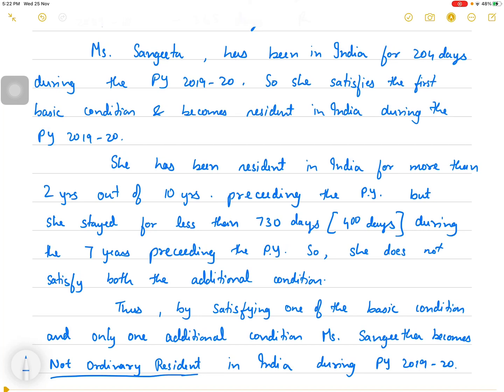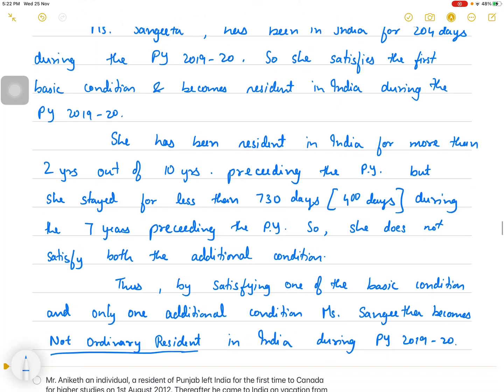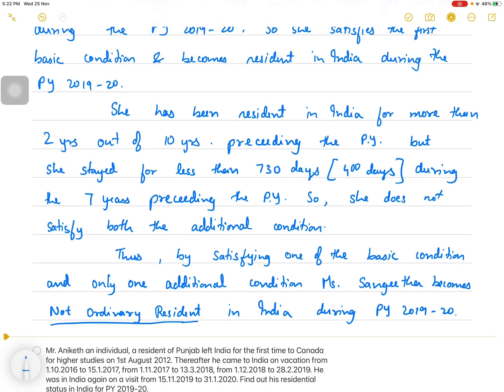She has been resident in India for more than 2 years out of 10 years preceding the previous year, but she stayed for less than 730 days during the 7 years preceding the previous year. So she does not satisfy both the additional conditions. Thus, by satisfying one of the basic conditions and only one additional condition, Miss Sangeeta becomes not ordinary resident in India during previous year 2019-20. Okay.